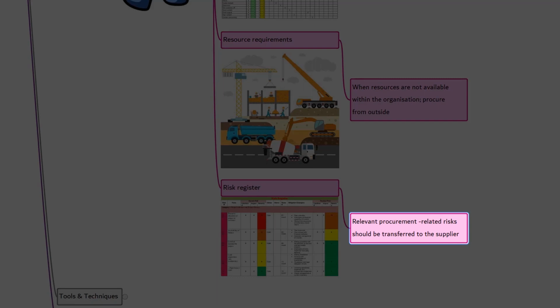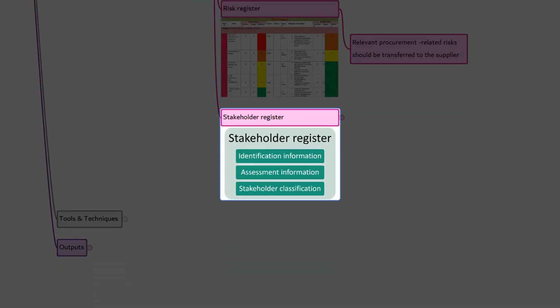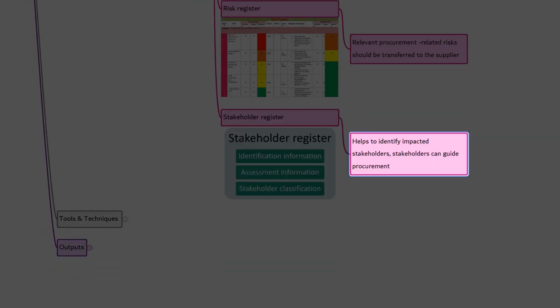Typically, these risks should be analyzed before contracts are signed so that some of the risk can be transferred to the supplier, as it will be more appropriate to be managed by the supplier. Stakeholder register. The stakeholder register helps to identify the stakeholders impacted by the procurement process, who can give input to the process and who can guide the process, such as the procurement manager, related bodies, and attorneys.